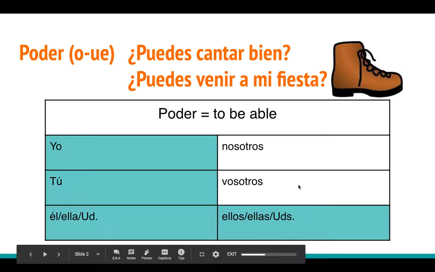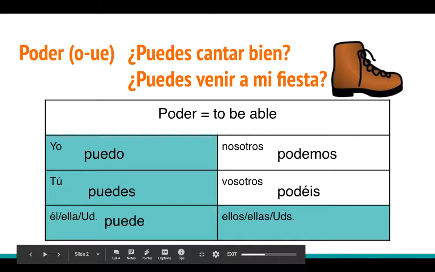So let's look at it. So the yo form would be puedo. Puedo bailar bien. I can dance well. Tú puedes. Él, ella, usted puede. Now we're going outside of the boot and we say podemos. Podemos hacer la tarea. We can do the homework. Vosotros podéis y ellos, ellas, ustedes pueden. You'll just have to find which verbs have this change and memorize them for now with lots of practice.